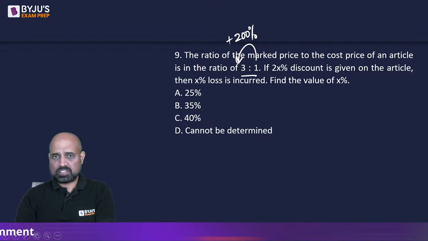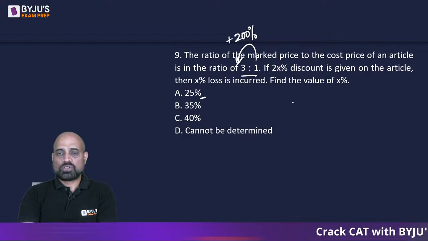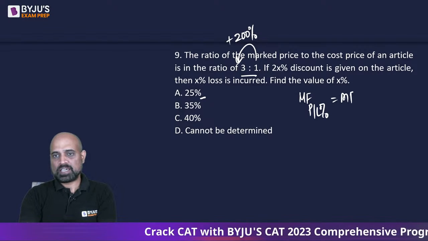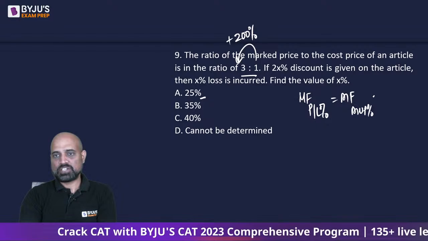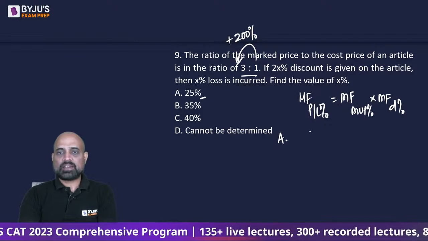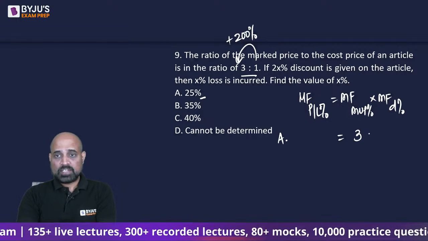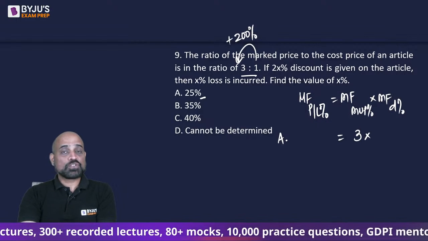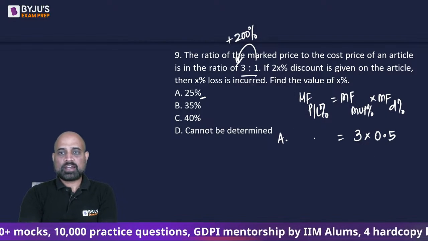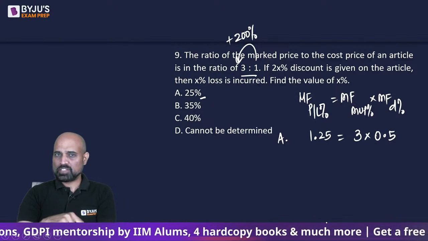Again, let's use the options. If x is 25, we will be using the formula that the multiplying factor of profit or loss percentage is equal to the multiplying factor of markup price percentage into multiplying factor of discount percentage. So if I use option A, we know that the markup price is 3 times. If x is 25, 2x is going to be 50. So 50% discount is 0.5 and this is 1.25. Is it true that 3 into 0.5 is 1.25? No.